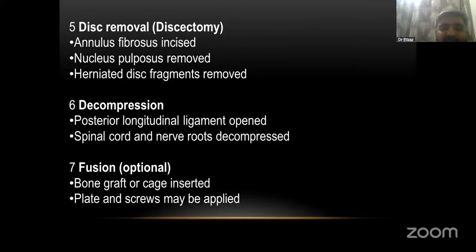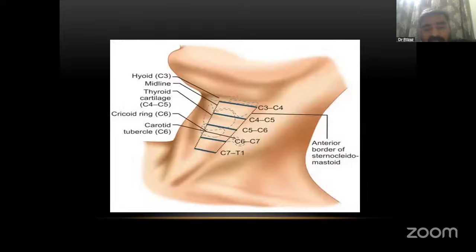After that, for fusion, we put the graft or cage. You can use the patient's own graft from the anterior superior iliac spine. We take the bone graft and put the cage inside it, or you can put an artificial disc there. Then we place the plate and apply the screws. So these are the 7 steps of surgery in anterior cervical discectomy and fusion.